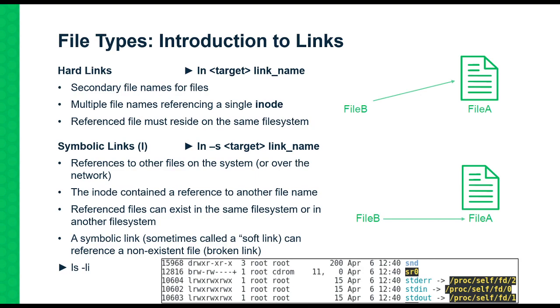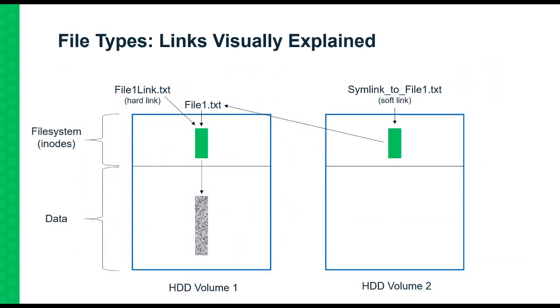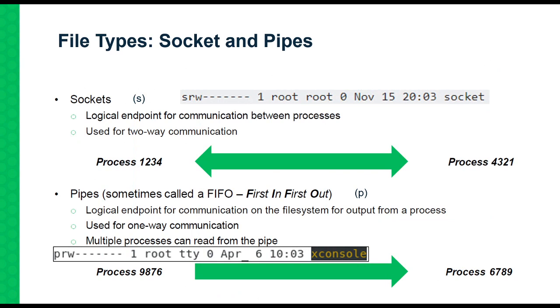Now we move on to the next file type. Let's look at sockets and pipes. So we've got a socket, and a socket is indicated by the S. And what's the purpose of a socket? A socket is a logical endpoint for communication between processes. It's used for two-way communication, and it's indicated by the S when we look at our illustration over here. Then we have pipes. Pipes are also called FIFOs, first in, first out sometimes, and it's indicated by the P.